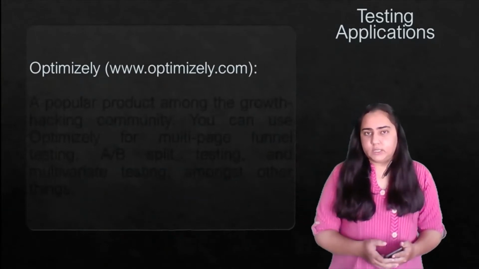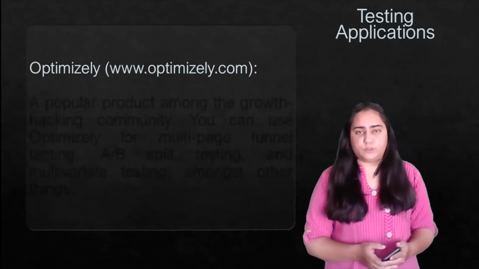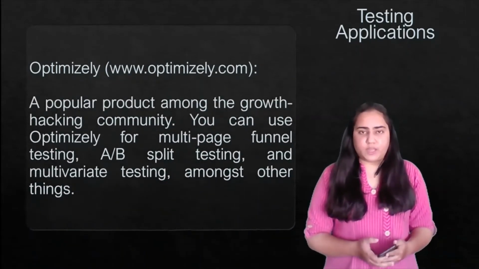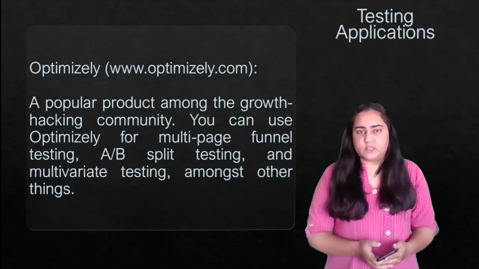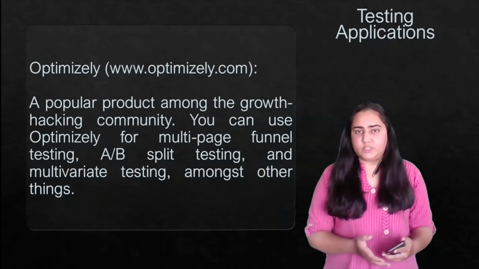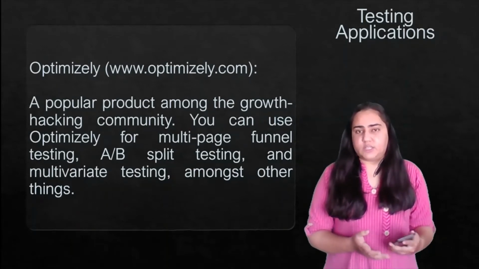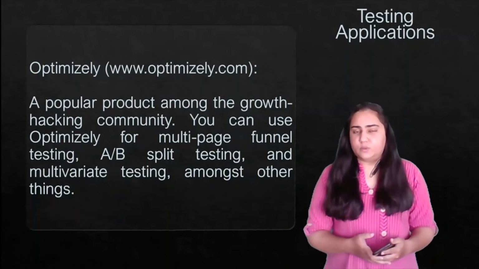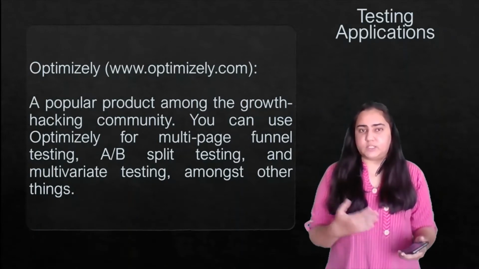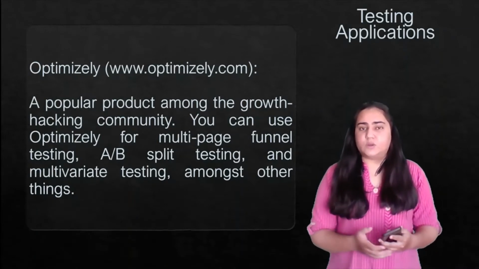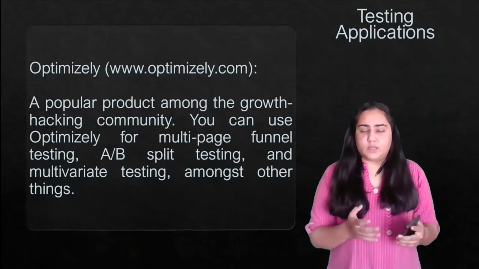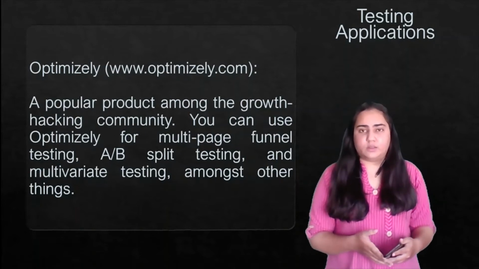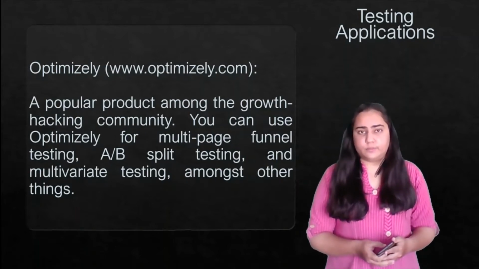Next, we have Optimizely, which is available at www.optimizely.com. And it is a popular product among the growth hacking community. You can use Optimizely for multi-page funnel testing, A-B split testing, and multivariate testing, amongst other things. So Optimizely allows you to perform A-B split as well as multivariate testing, and also to use multiple pages of funnel testing to know whether your sales funnel is working properly or not.